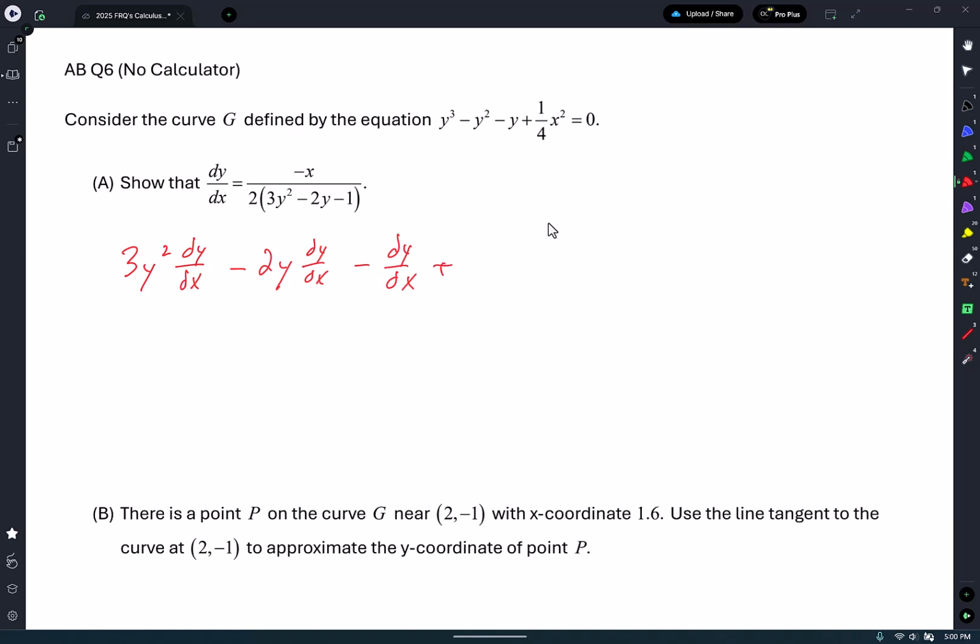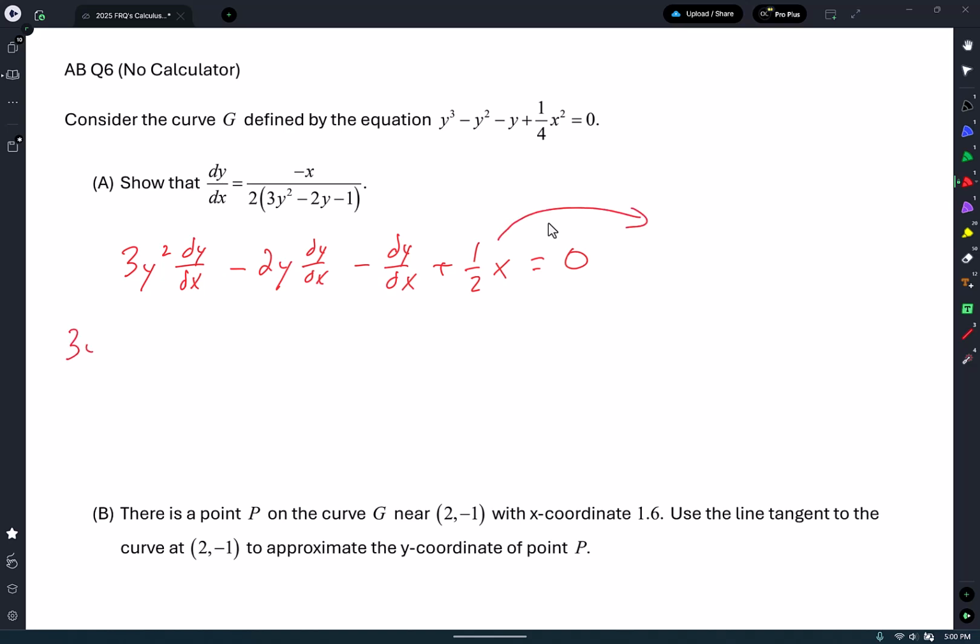Plus the derivative of 1/4 x squared, 2 times 1/4, that's a half. 1/2 x dx, so there it is, equals 0. All right, I don't see any issues. I think we're good. So I'm going to go ahead and move this 1/2 x to the right.